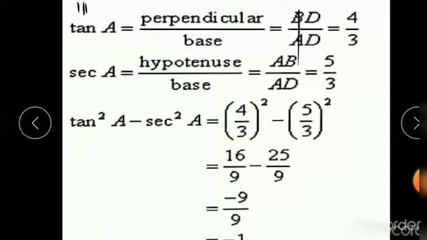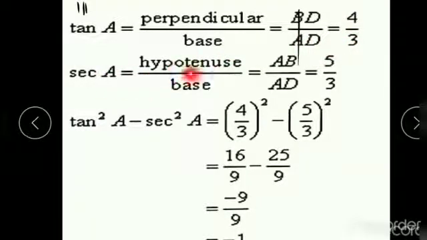Now you have to find out tan square A minus secant square A. For that you should know what tan A and secant A are, and then you can just square the values of tan A and secant A. Okay, so first we'll find out tan A. What is the formula to find tan? It is perpendicular divided by base. Here the perpendicular is BD and the base is AD. BD is 4 and AD is 3. So 4 divided by 3.